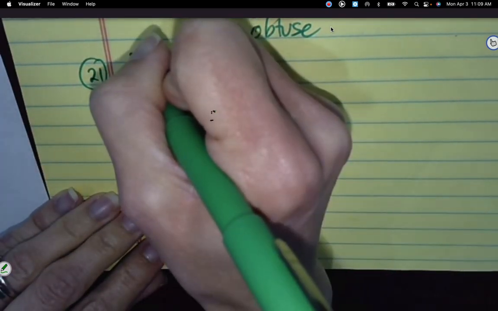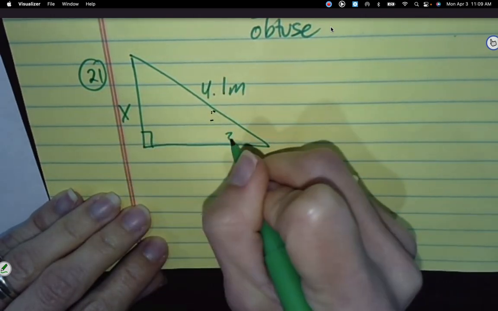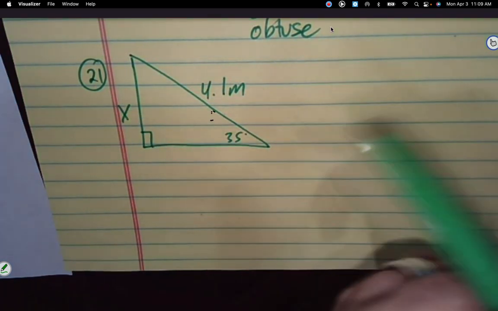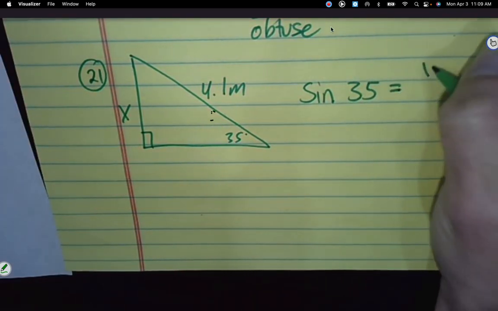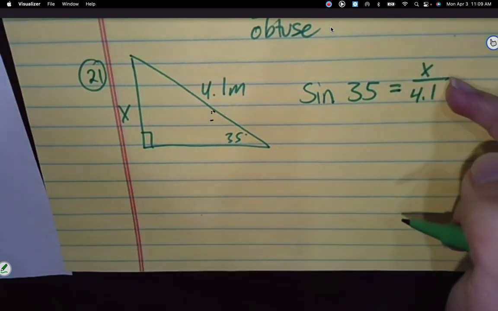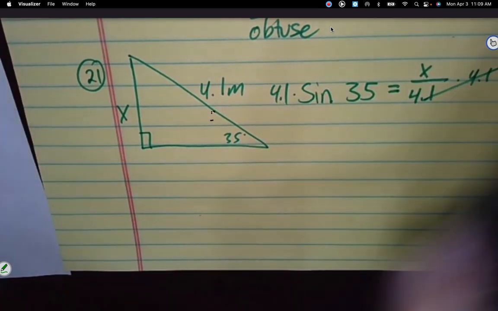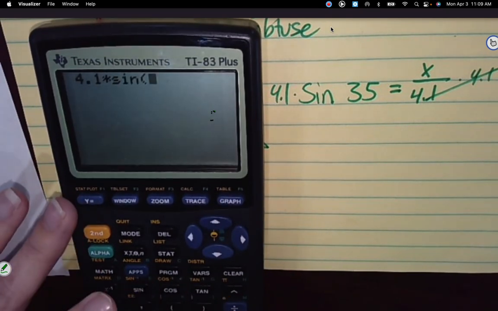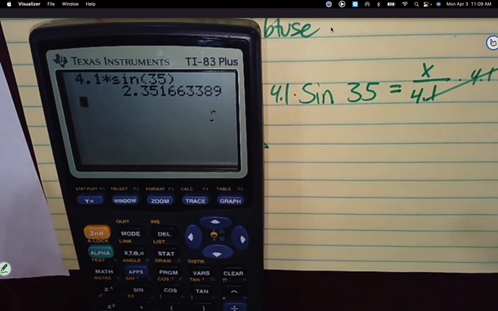21, it's X. I've got a hypotenuse and I've got 35 degrees. So I'm looking at opposite and hypotenuse. So by now you should know that's the sine of 35 equals opposite over hypotenuse. So on this one, I need to solve for x. So I would multiply by 4.1. And I just type that in my calculator. 4.1 times the sine of 35 and it's 2.35 or whatever.